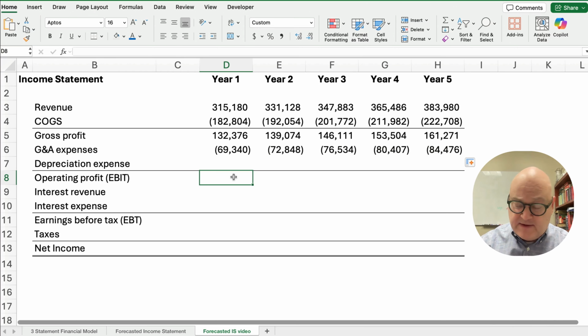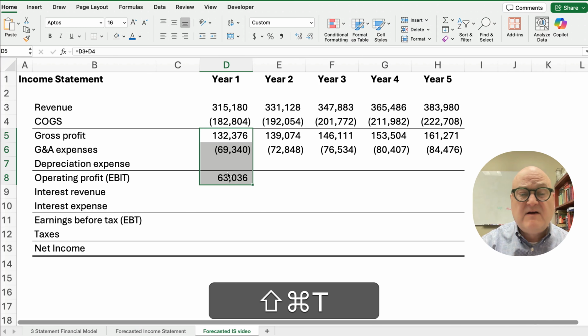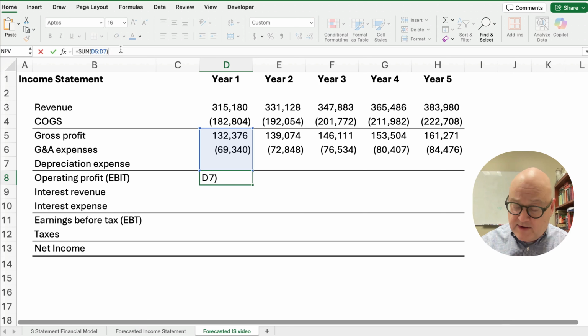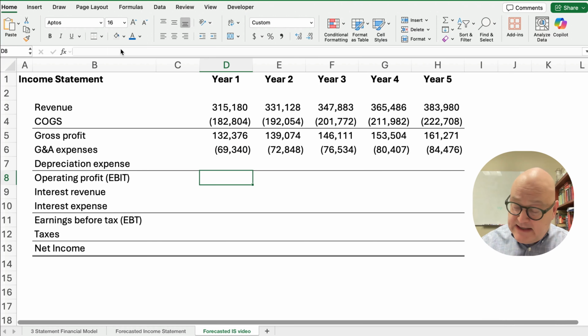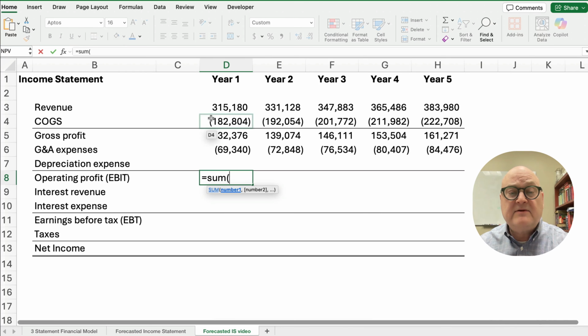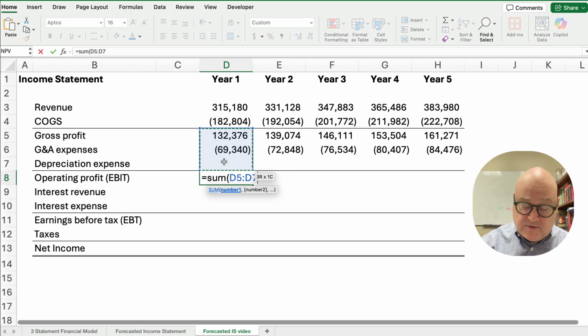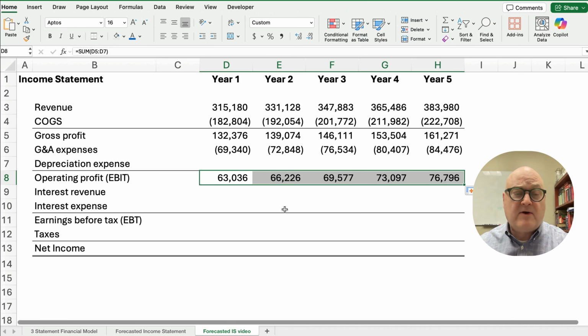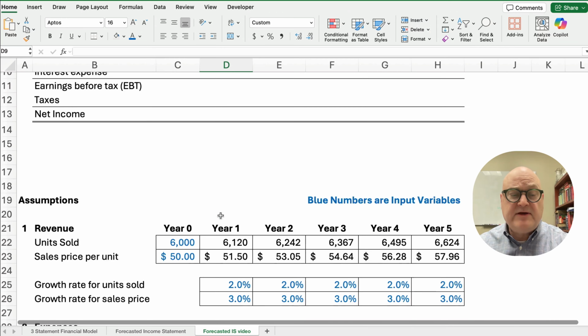So what we would have is the sum of 63,000. So we can do that. I did a keyboard shortcut, but there's a couple of different ways to do this. You can put equals, start typing sum, parentheses, and you can add those three numbers together. So there's our sum, the operating profit. We can calculate that all the way across and copy it all the way across. Now let's do interest revenue and interest expense.